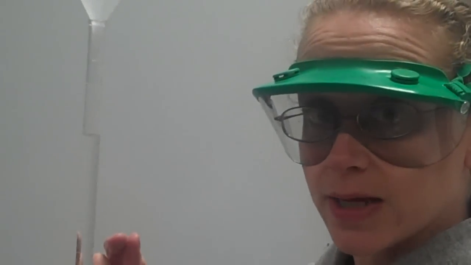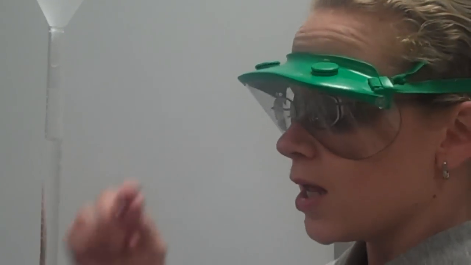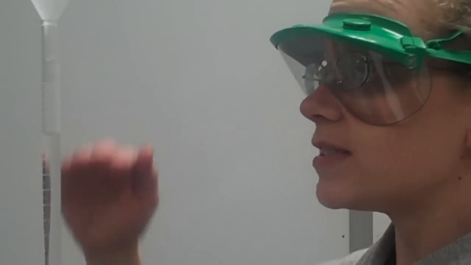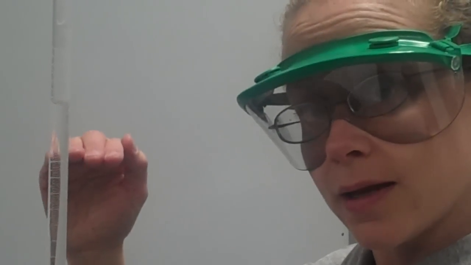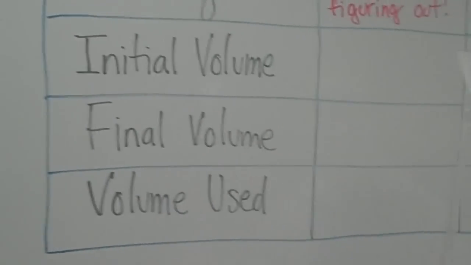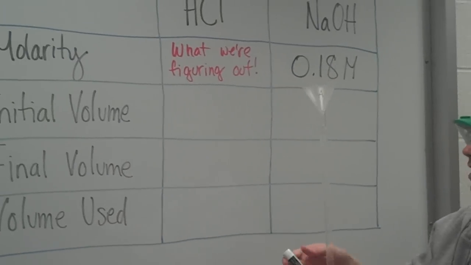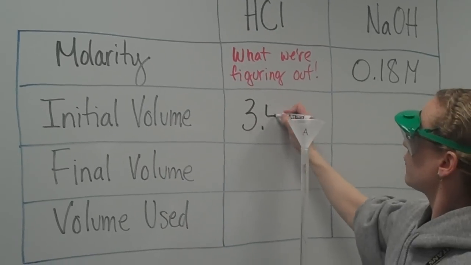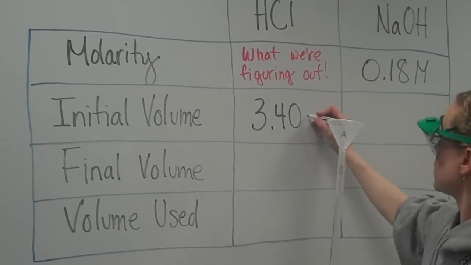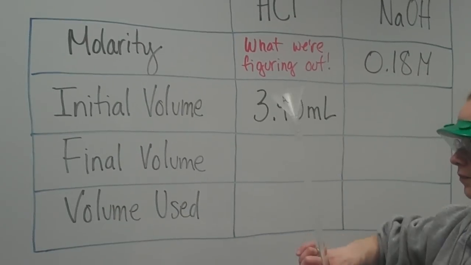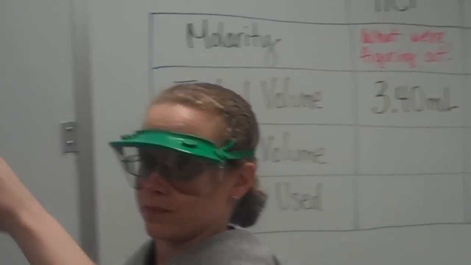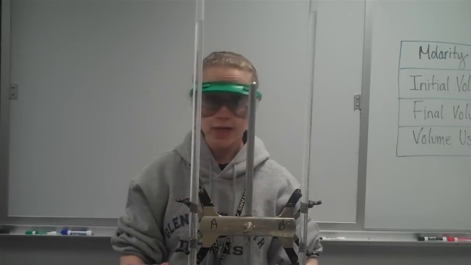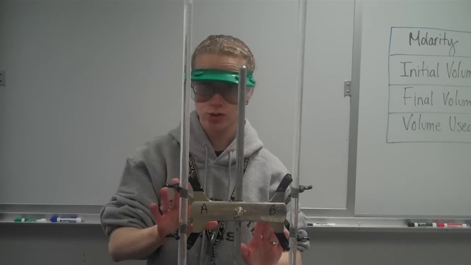I have to record that in my data table, and it's really important for accuracy that I record it to 2 places past the decimal. So if it's sitting right on the 3.4 line, I'm going to say 3.40. This is for my acid, my initial volume of my acid. 3.40, and the unit is milliliters. If you don't record your starting volume, you'll mess up your whole titration. You'll have to do it all over again, so make sure you do this.